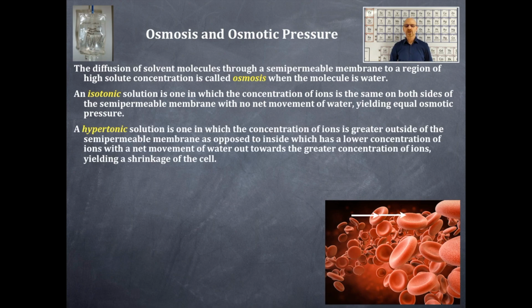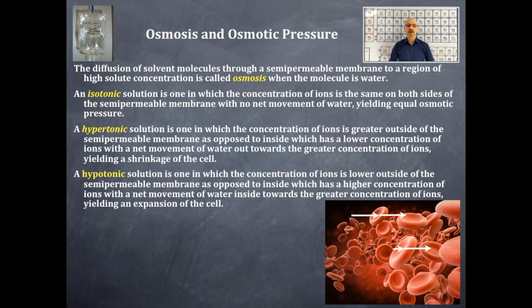A hypertonic solution is one in which the concentration of ions is greater on the outside of the semi-permeable membrane as opposed to the inside, which has a lower concentration of ions, with a net movement of water out towards the greater concentration of ions, yielding a shrinkage of the cell. So here's an example of this. Notice that I have a very short arrow here. That means that water is coming into the cell, and yet most of the water is going out of the cell, and that will shrink the cell itself.